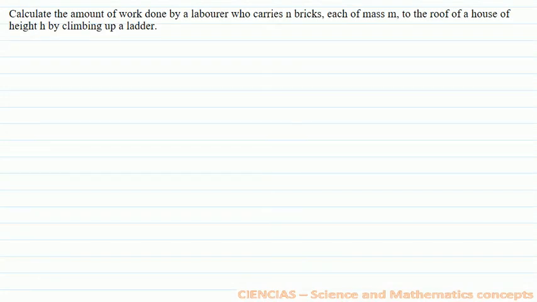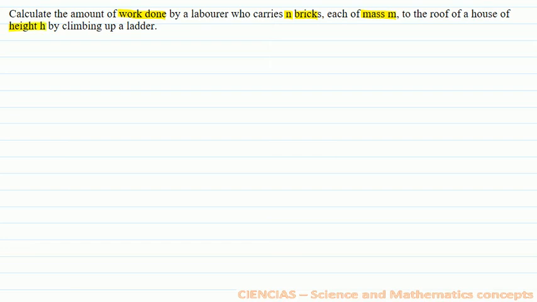Hello students, here we are solving a question which is based on the topic of work, power and energy. The question here is: calculate the amount of work done by a laborer who carries n bricks, each of mass m, to the roof of a house of height h by climbing up the ladder.